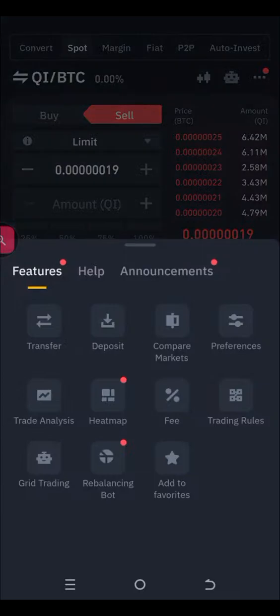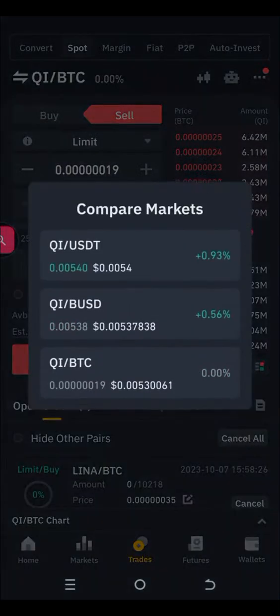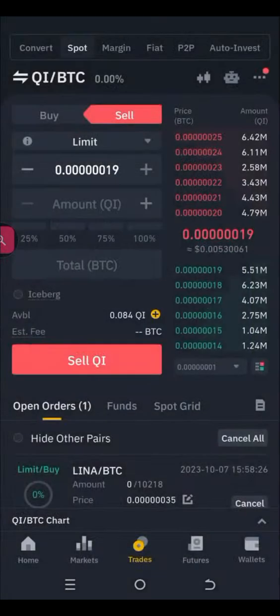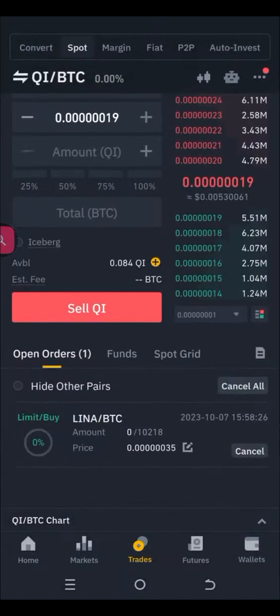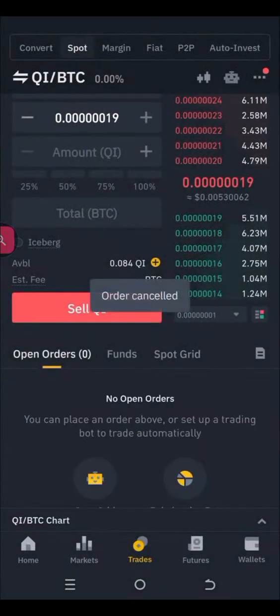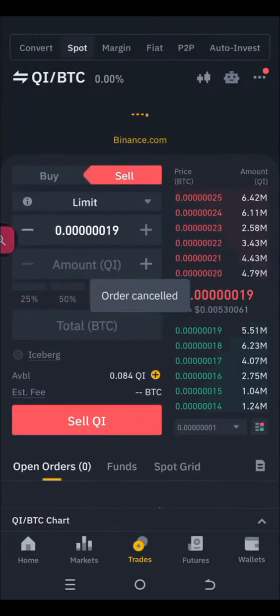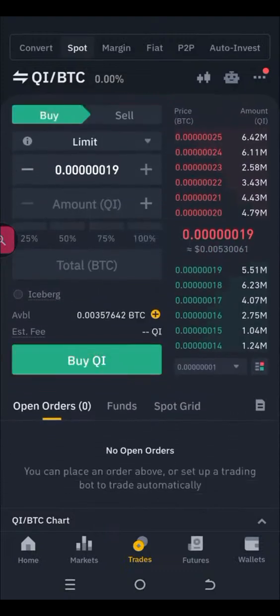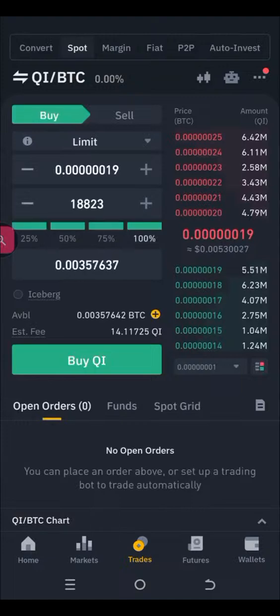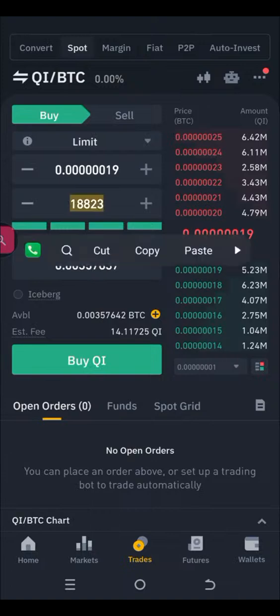So let's quickly do a quick simulation and see what we will get. This is QI BTC. So what will I have left? Let's just cancel it and see what it will give us. If it's not going to be favorable, we'll just go back to Lena BTC. So let me just cancel at this point. Okay, so we'll do a quick simulation and see what we can get here. Let's buy and see how much we can get. So what we have is 357,637. So what we're going to get is this amount. Let's copy that.